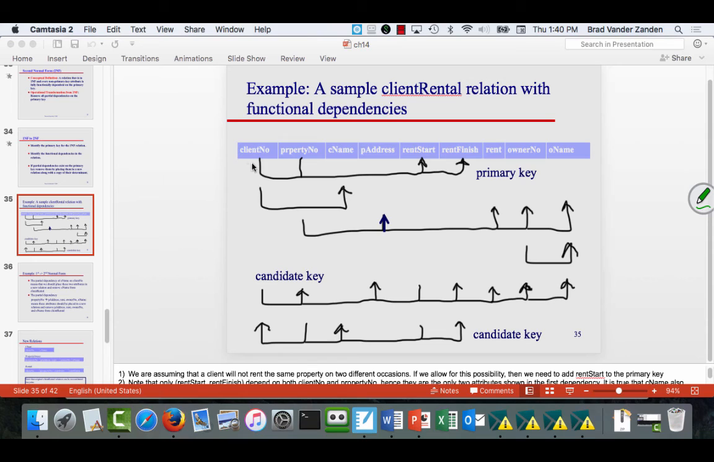So the primary key is client number and property number. Together, those two attributes uniquely determine every attribute in the tuple. But their combination is only required to uniquely determine rent start and rent finish. Individually, they uniquely determine the other attributes. Okay, then the owner number determines the owner name, and there are some alternate candidate keys as well. So the client number and the starting rental date will uniquely determine everything.